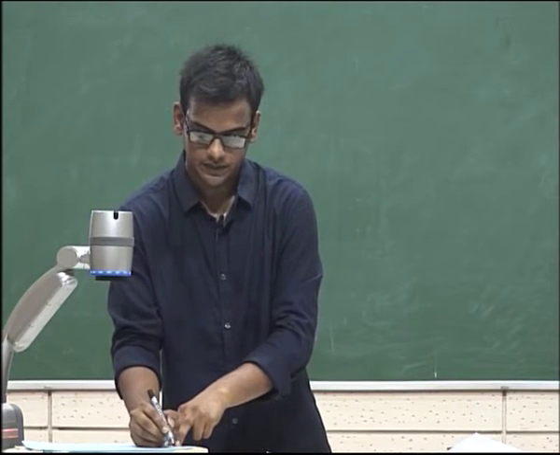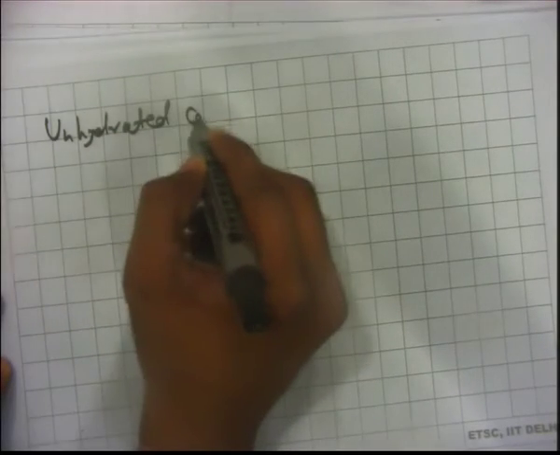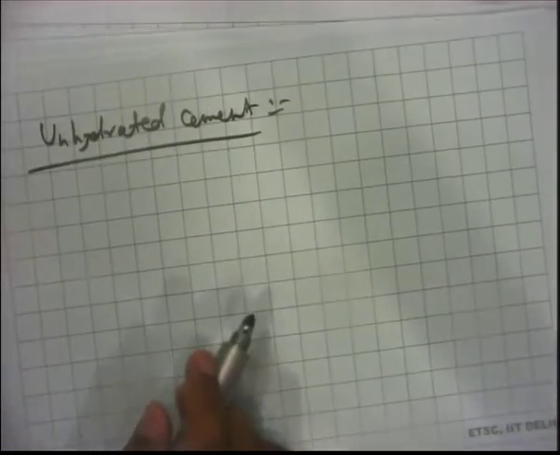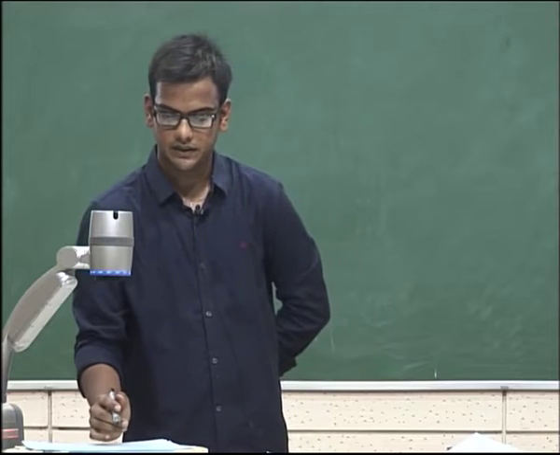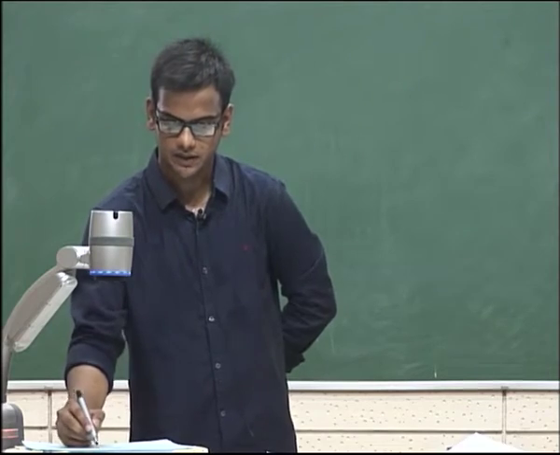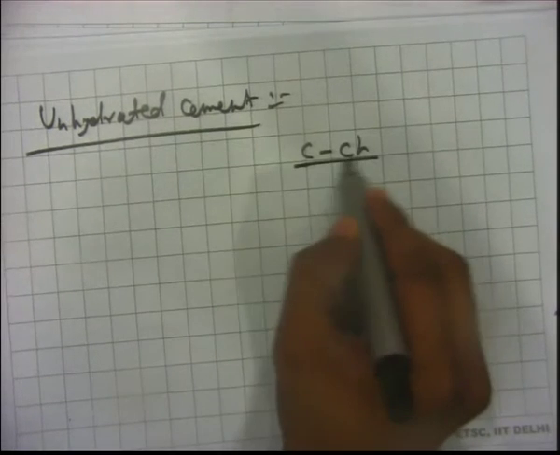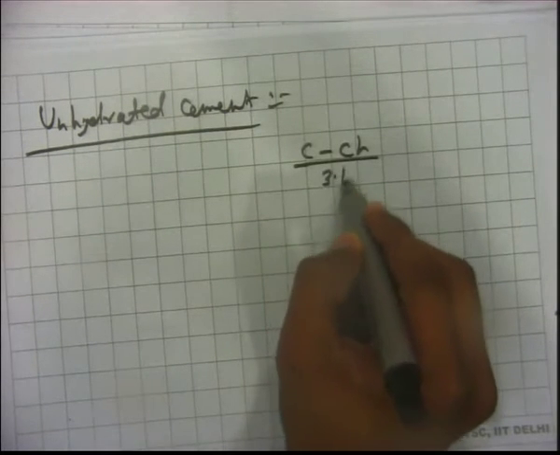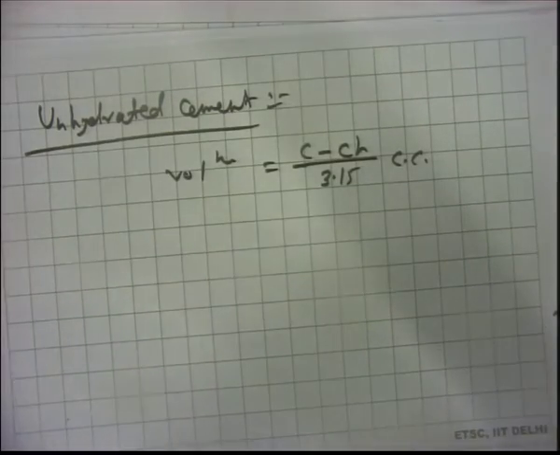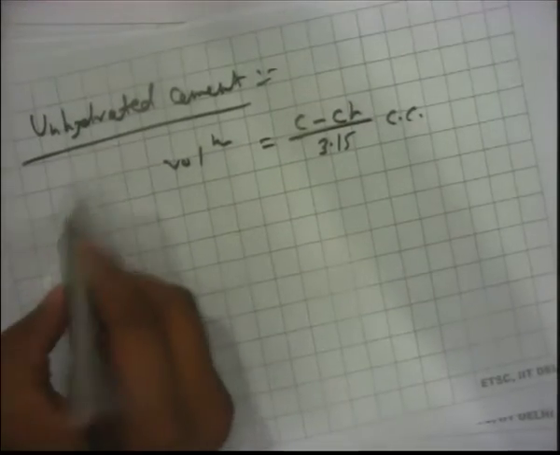One phase we have also seen is unhydrated cement. It is easy to calculate its volume. We have seen that CH grams of cement had already hydrated, so the remaining cement is the unhydrated cement, which is nothing but C minus CH. C is the original, CH is the hydrated. Now divide by the specific gravity of cement, 3.15, and this will be the volume of unhydrated cement. Simple.